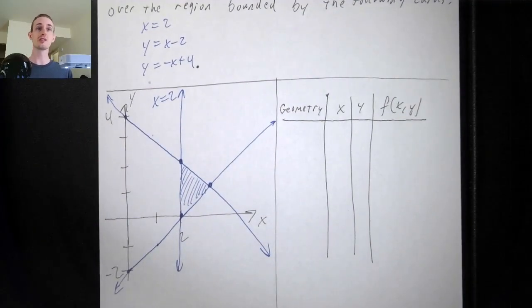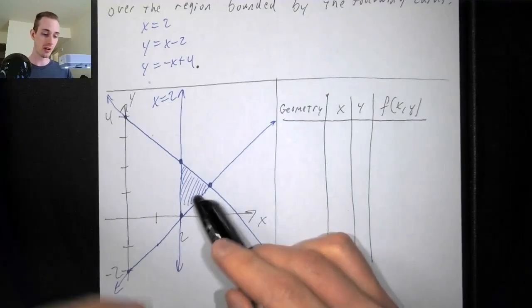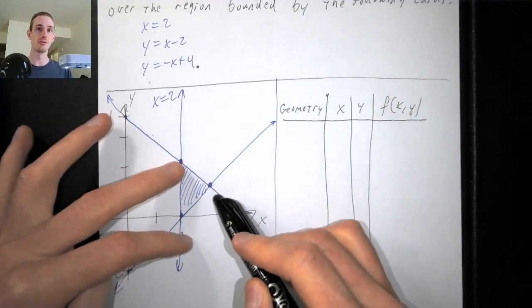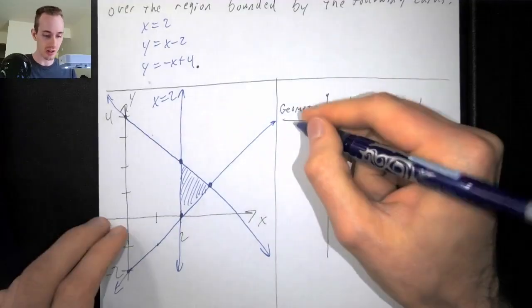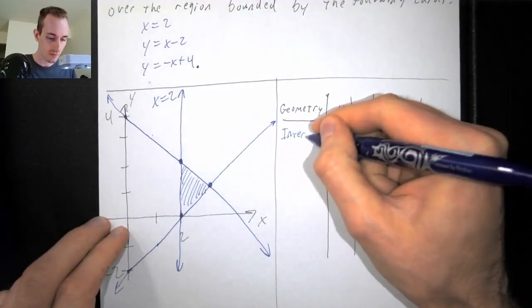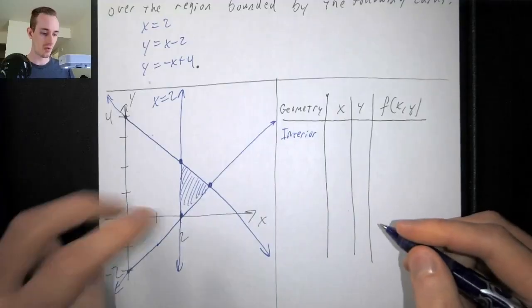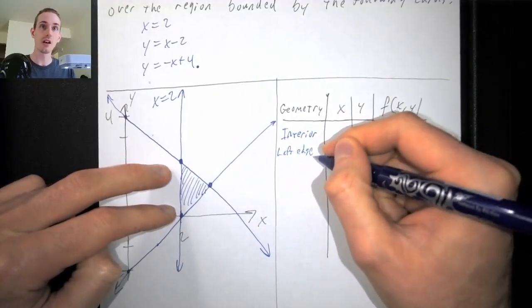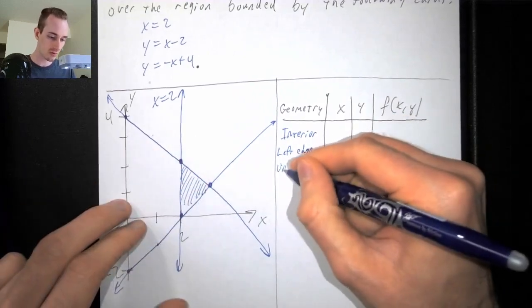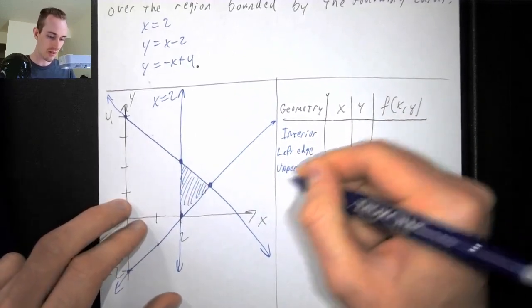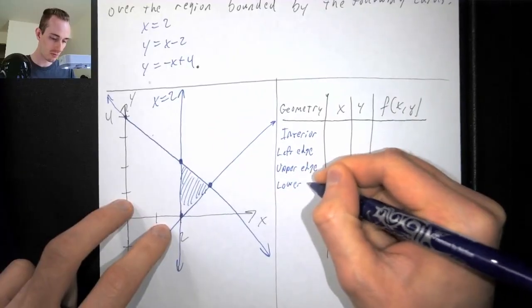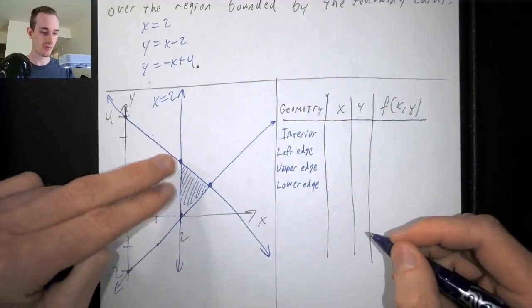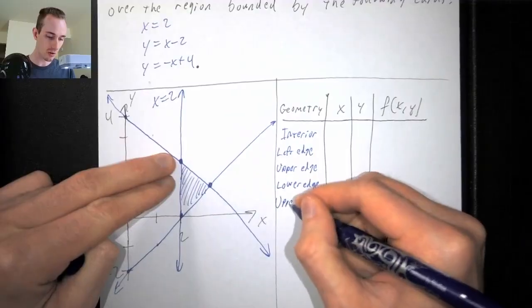As before, we'll fill in the geometry column with everything we need to test. The given region is a triangle, which has an interior, 3 edges, and 3 vertices. So we'll say, I don't know, we can say the interior first. Then we have, say, the left edge. Left edge, we could do the upper edge. And the lower edge. And as for the vertices, we've got 3 of them. We've got the upper vertex.